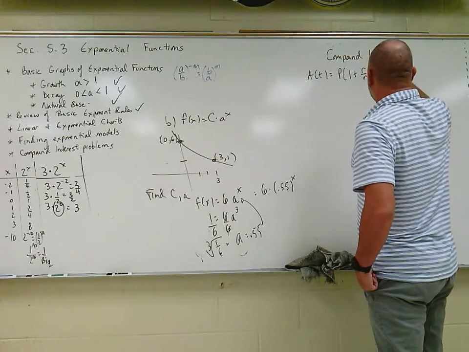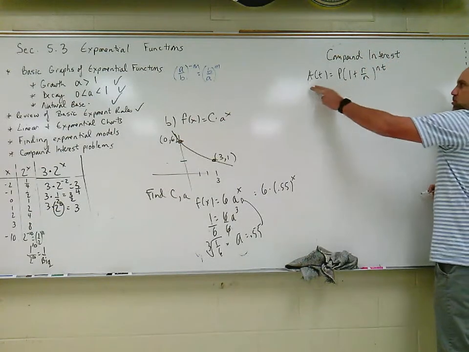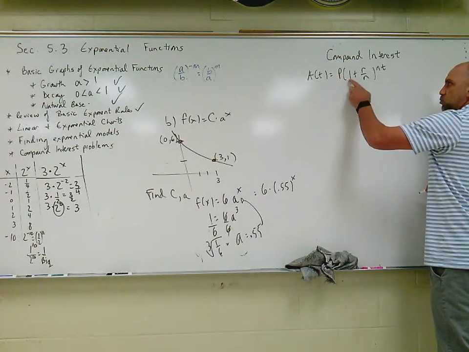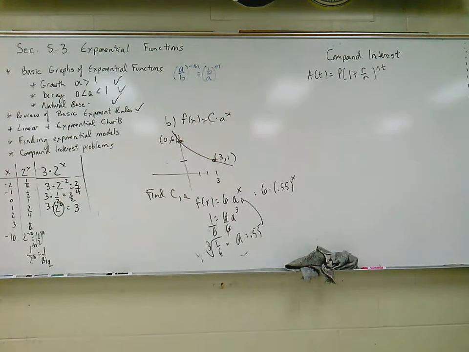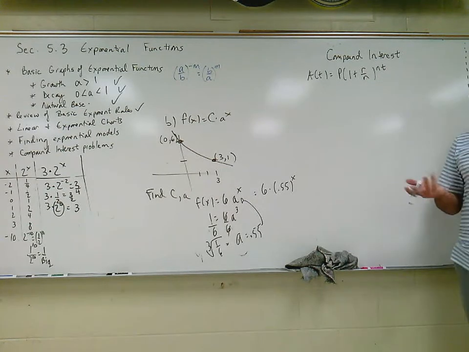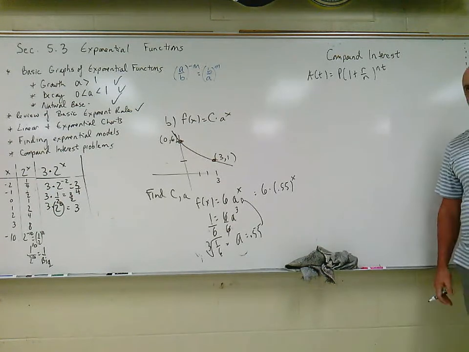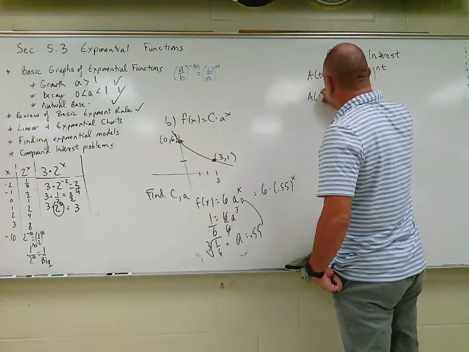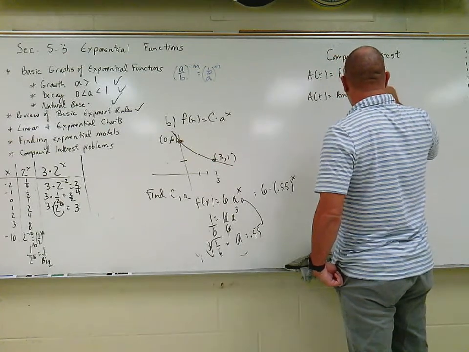Okay, so the formula for compound interest, it finds the amount of money after a certain time, is P times 1 plus R over N raised to the NT. And then I'll go through and tell you what each letter stands for, and then it just becomes a plug and crank. You plug the numbers in for each of those. Okay? So A of T is your amount of money in your account after T years.